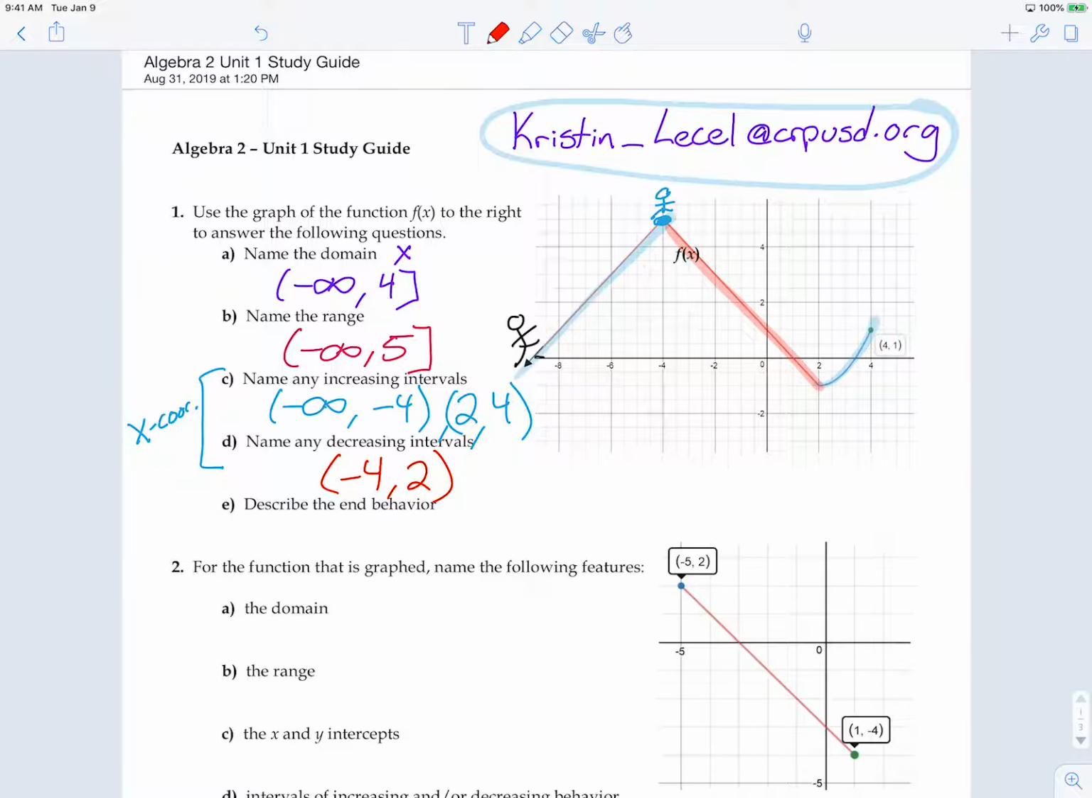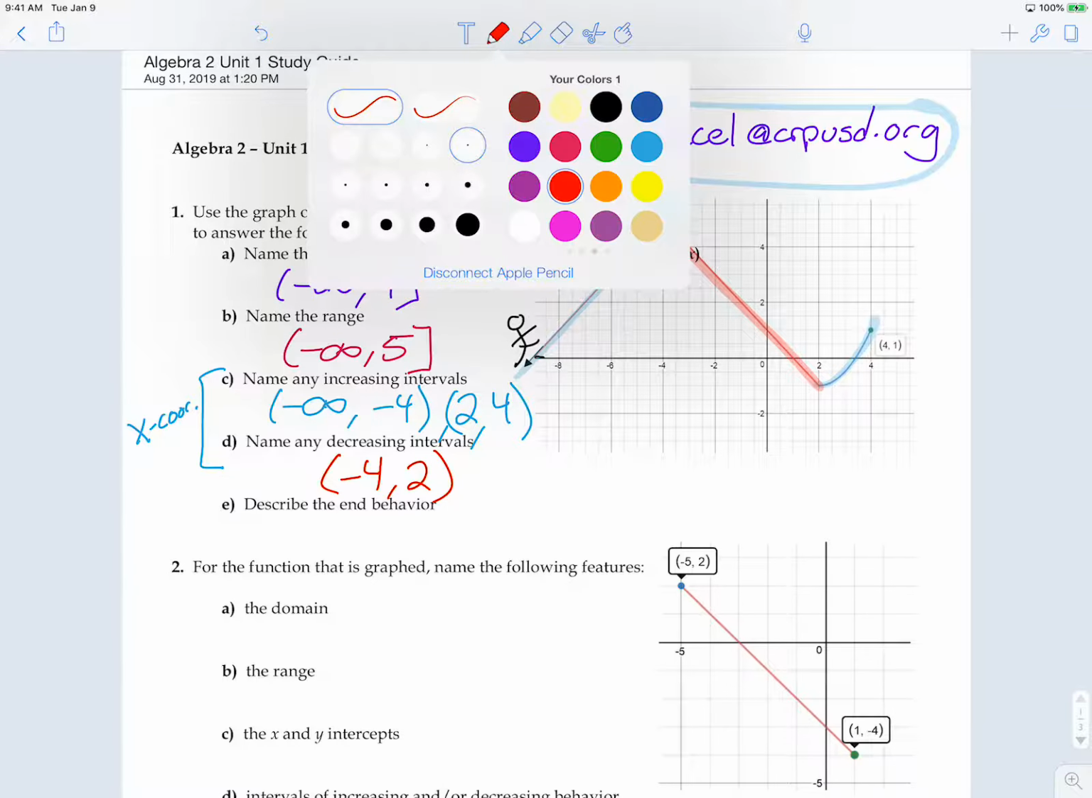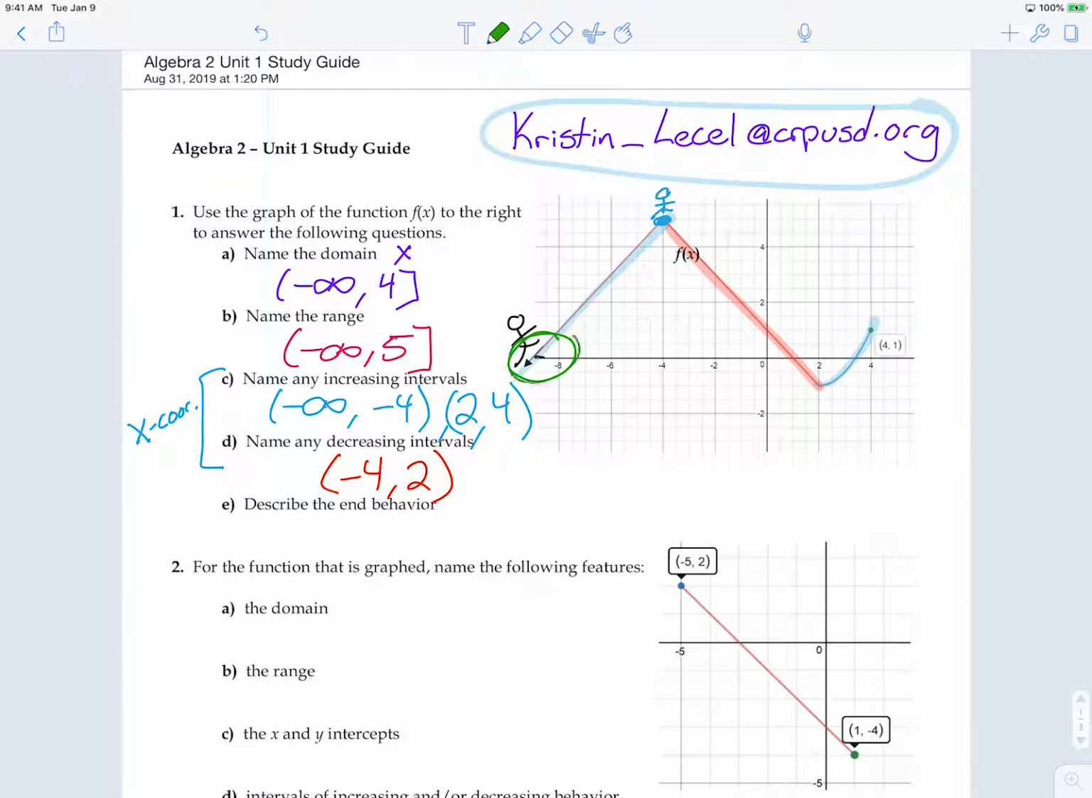The end behavior. This problem only has one side of end behavior because there's only one side with an arrow, and that is as x goes to negative infinity, y is also going to negative infinity.